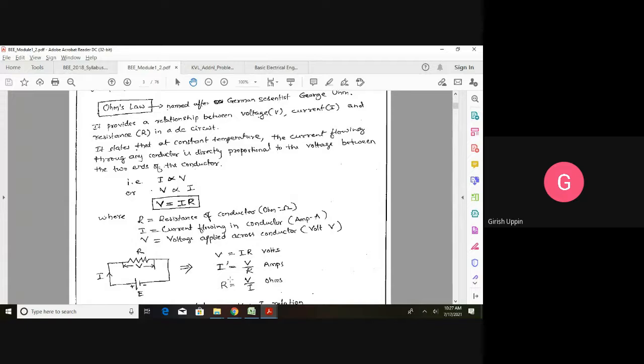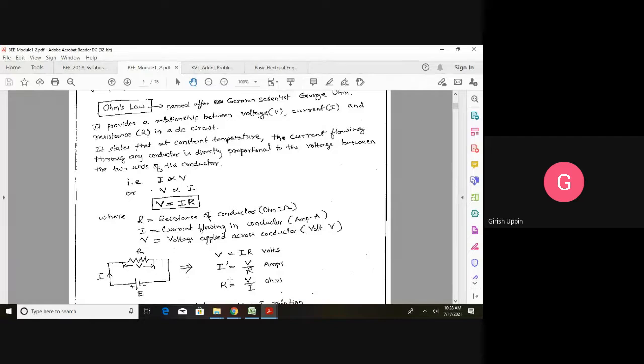What is Ohm's law? If this question is asked in the exam, you have to state Ohm's law. It provides the relationship between the voltage, current and resistance, and it states that at constant temperature, that is very important. Whenever you state Ohm's law, it is valid only at constant temperature. It states that at constant temperature, the current flowing through the conductor is directly proportional to the voltage between the two ends of the conductor.